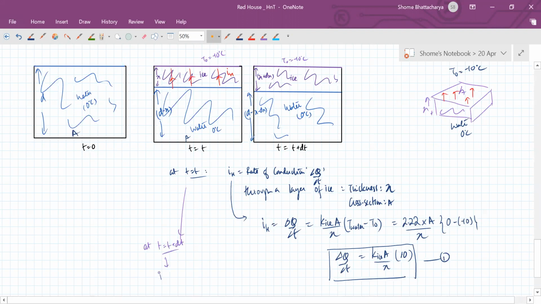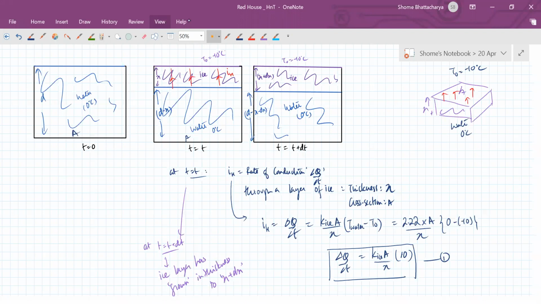The ice layer has grown in thickness to X plus dx. So how much ice has got formed? No, it will be 0 degrees, Nikita. The water will exist at 0 degrees C.